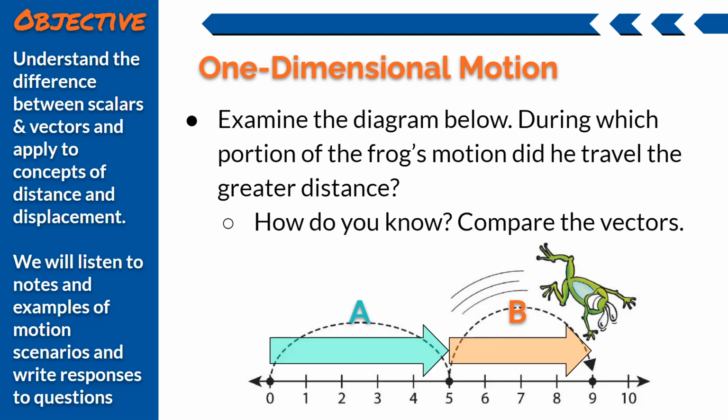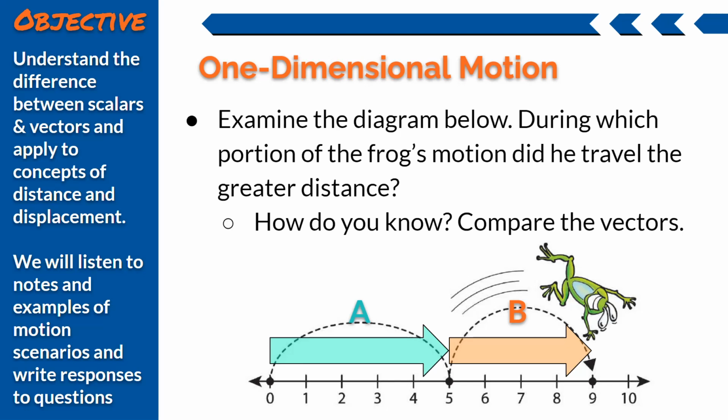Examine the diagram below. During which portion of the frog's motion did he travel the greatest distance? How do you know? Compare the vectors. Okay, so I have two vectors there, A and B. Which one represents the greater distance, A or B? A. Again, not a tricky question. I'm telling you guys this is an easy concept.